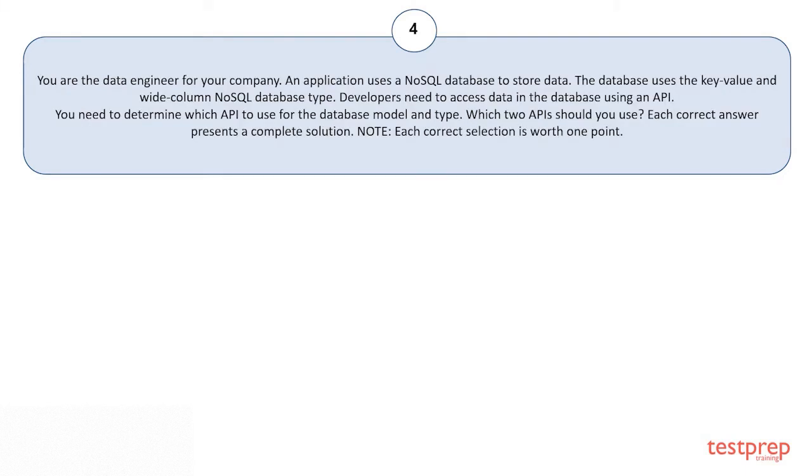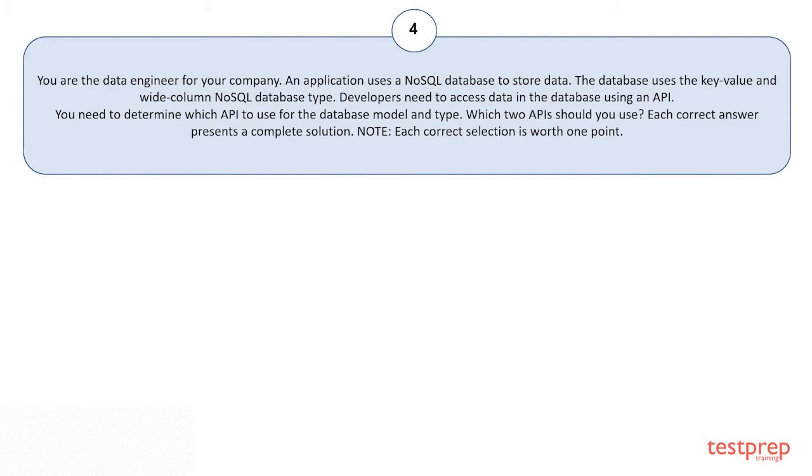You are the data engineer for your company. An application uses a NoSQL database to store data. The database uses the key value and wide column NoSQL database type. Developers need to access data in the database using an API. You need to determine which API to use for the database model and type. Which two APIs should you use? Each correct answer presents a complete solution. Note, each correct selection is worth 1 point.